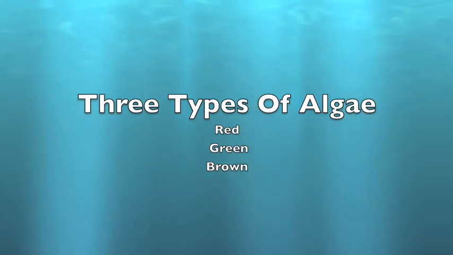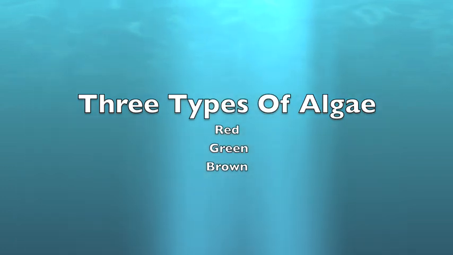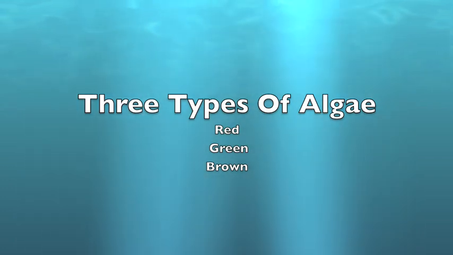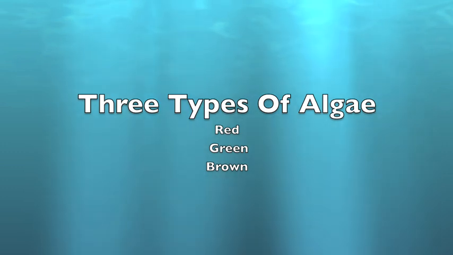There are three types of algae: red, green, and brown. Some algae in the ocean are very small and drift in the ocean water. Those algae are phytoplankton. The most abundant type of algae is brown algae, with over 5,000 species. Not all are totally brown.